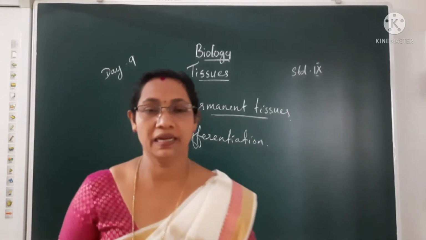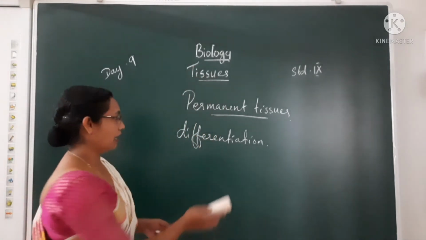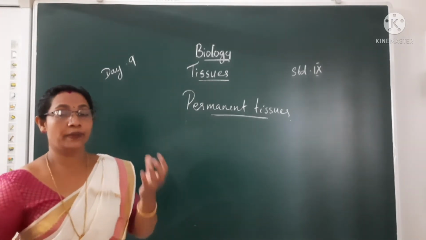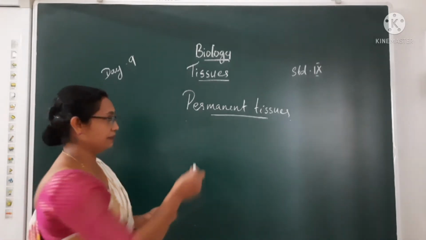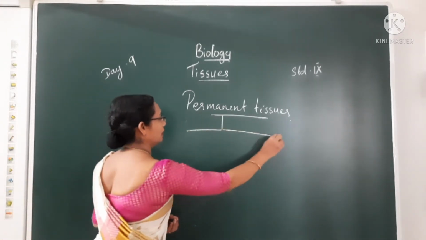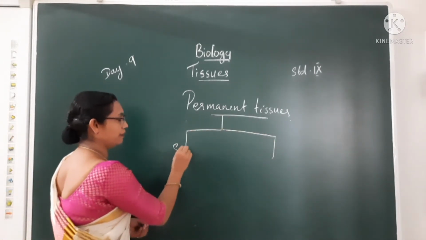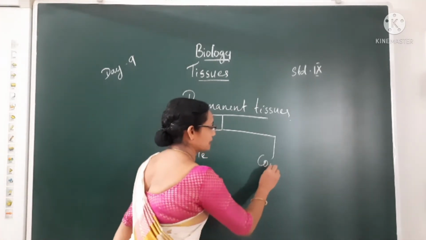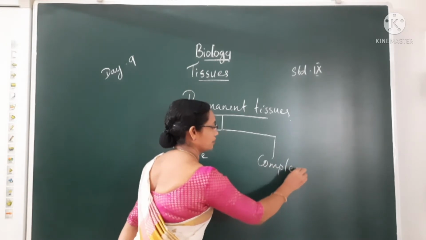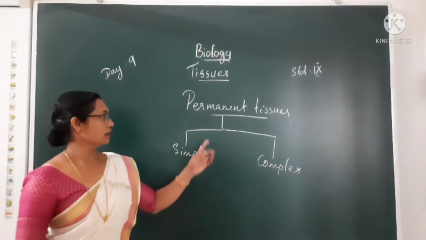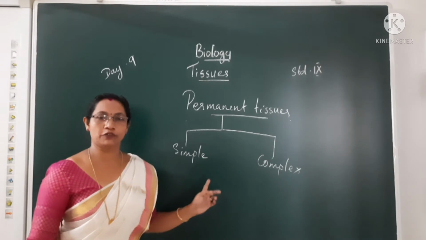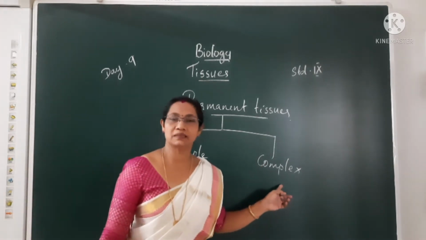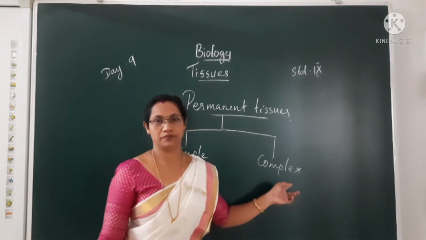Then mainly these permanent tissues are of two types. Permanent tissues are mainly classified into two types, simple permanent tissues and complex permanent tissues.